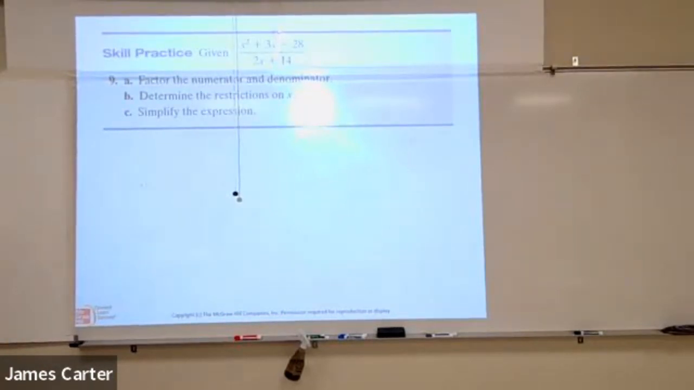Okay, same kind of problem. Factor numerator and denominator, determine any restrictions on x from the denominator, then simplify it as far as you can. Now, I have some rules for rationals on one of my handouts in here. It's a handwritten sheet, and it's not even my writing.